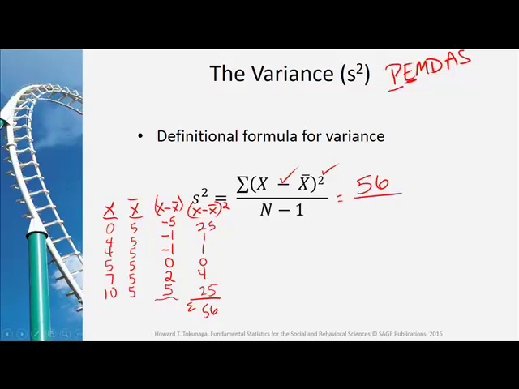N minus 1. How many people did we have in our groups? We had 6 people in our groups. 6 minus 1 is 5. 56 divided by 5. And yeah, I'm getting my calculator out. 56 divided by 5, 11.2.